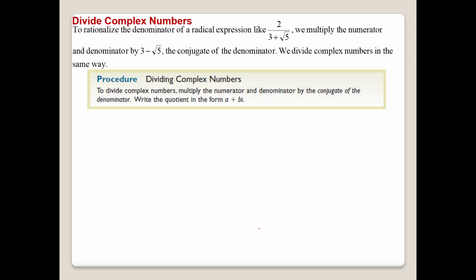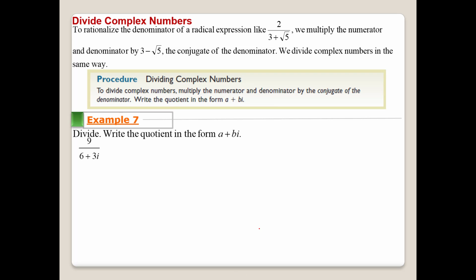So let's look at an example here and do this. We're going to divide, write the quotient in the form of a plus bi. So we have 9 divided by 6 plus 3i. So we're going to need to multiply by the conjugate. Well, the conjugate is simply going to be 6 minus 3i. All right, the conjugate simply should be 6 minus 3i, just like this. Okay, 6 minus 3i on the top and the bottom, multiplying numerator and denominator.